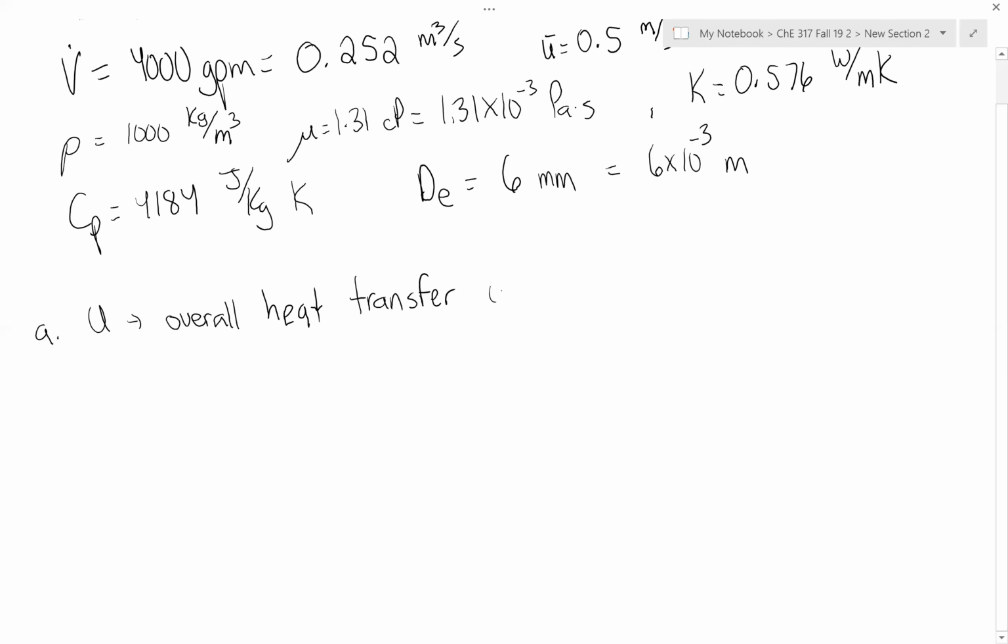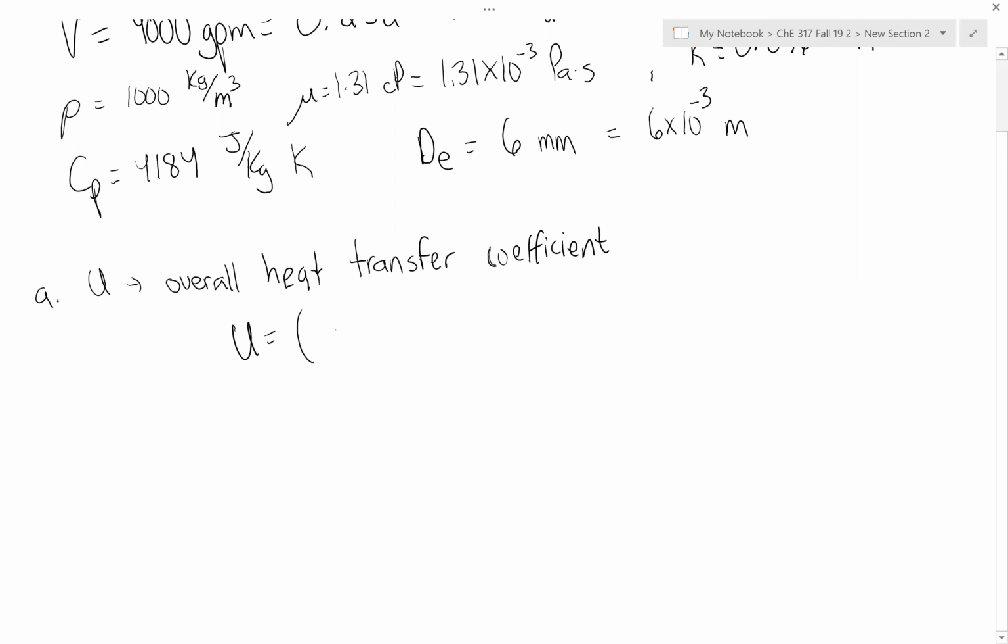So let's look at part A, finding U, our overall heat transfer coefficient. For this, I'm going to assume that 1 over U is equal to 1 over HI plus 1 over HO. I'm also going to assume that HI is about HO, because these are both essentially water flows in the same dimensions, at about the same velocities. So I'm going to make the approximation that I only have to solve for one heat transfer coefficient.